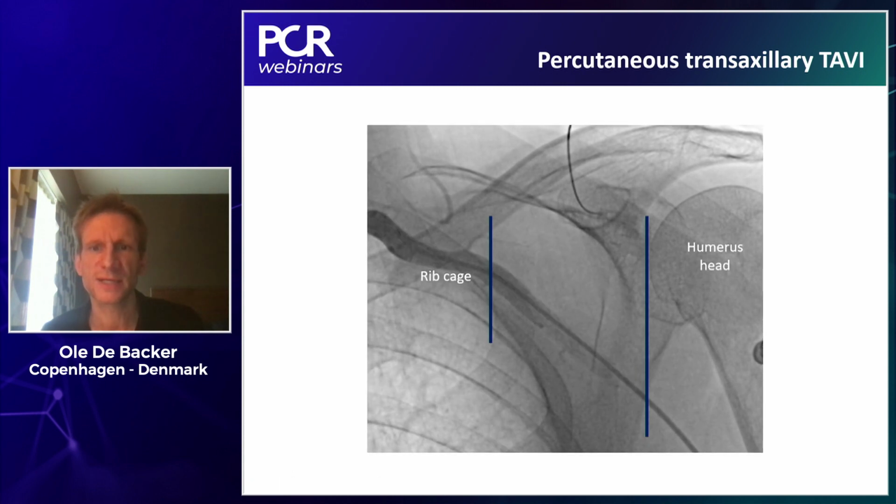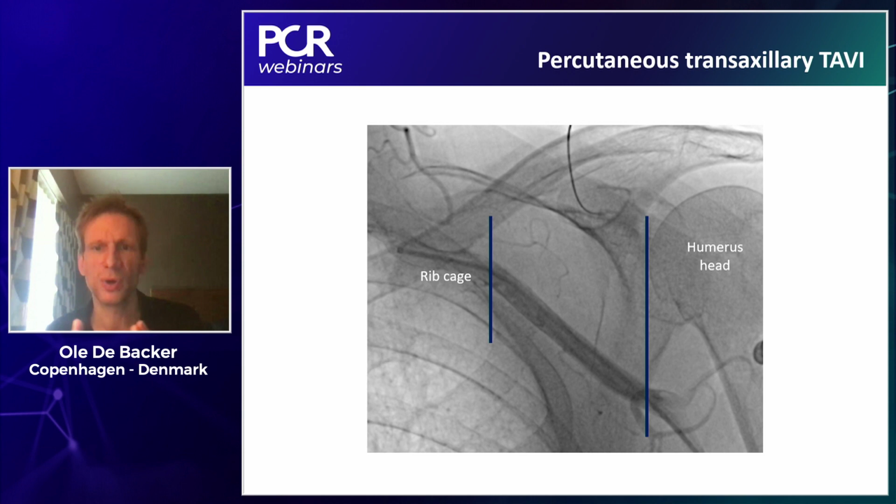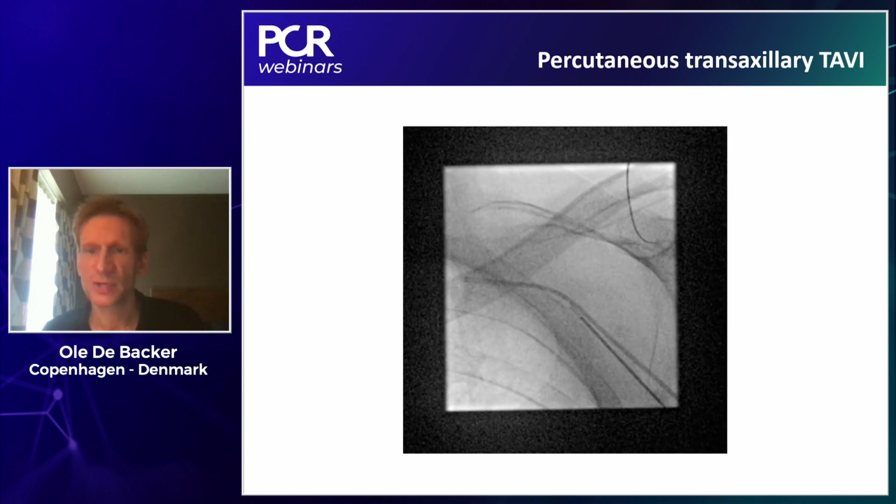Then we do a combined echo and fluoro-guided puncture, as you can see here. So this is the multi-purpose catheter that comes up from the radial artery, and typically the zone where I want to puncture my axillary artery is in between the rib cage and the medial side of the humerus head. That's the zone where I want to have my puncture site. So that's also what you see here. This is the puncture, and we nicely go in.